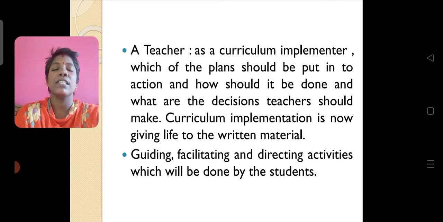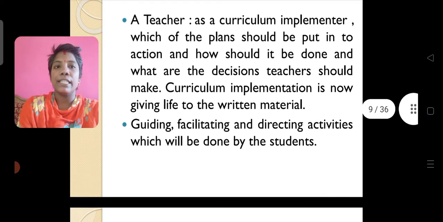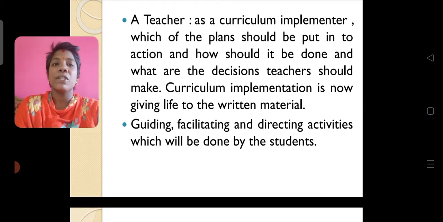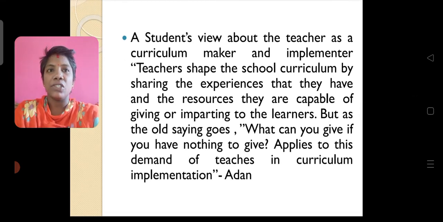Curriculum implementation is now giving life to the written material, guiding, facilitating and directing activities which will be done by the students. A student's view about the teacher, curriculum maker and implementer.